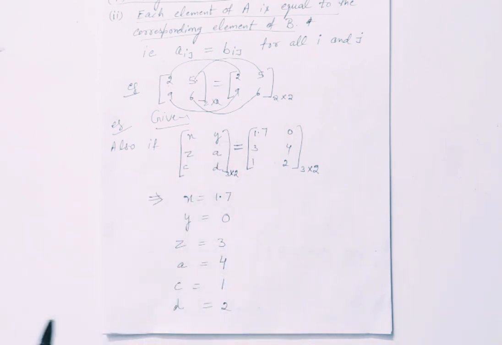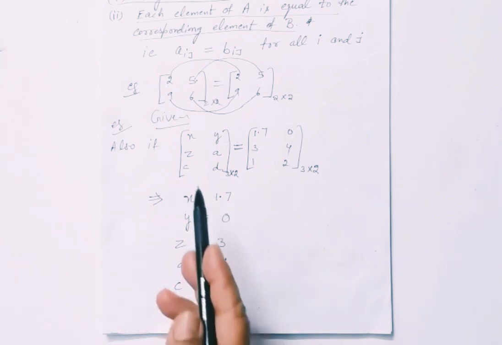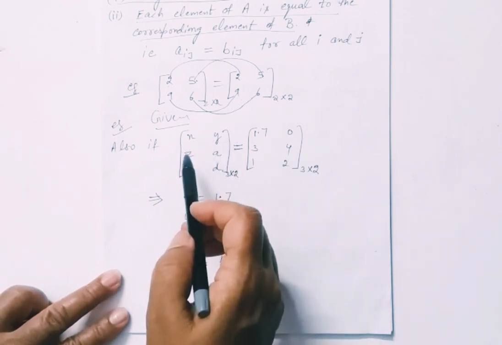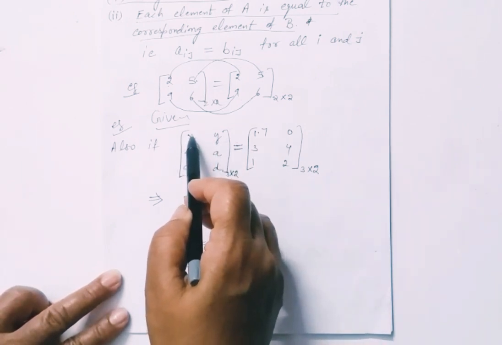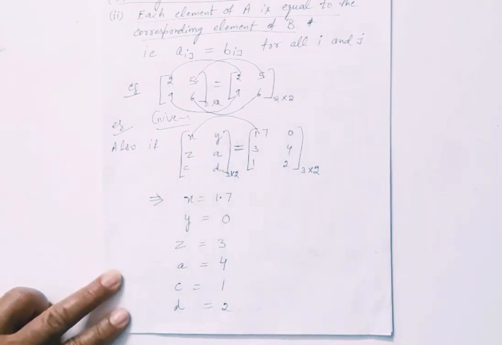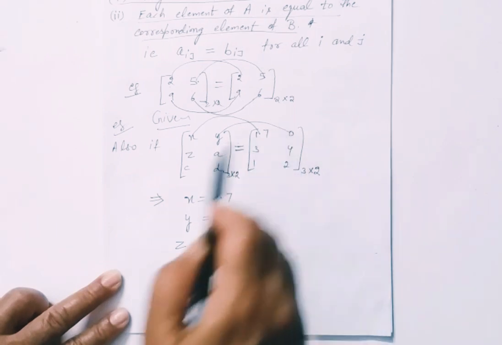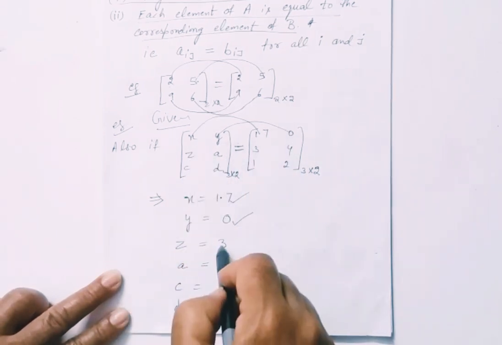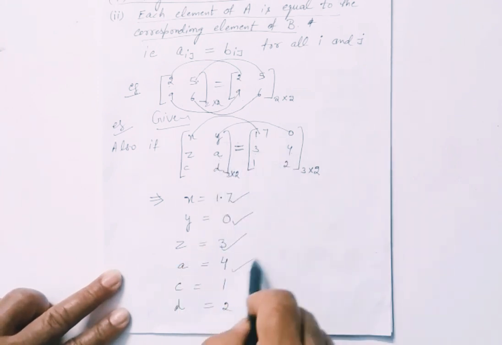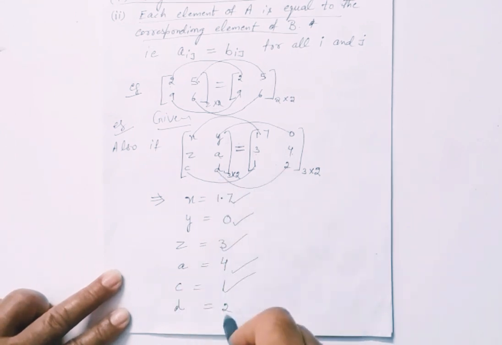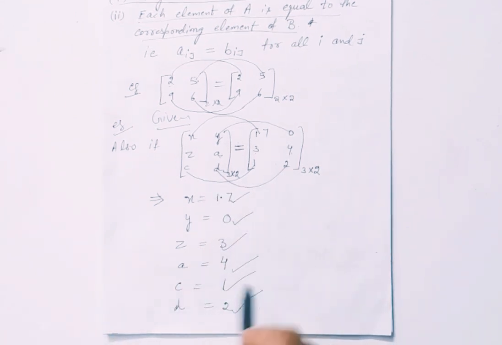If these two matrices are equal, that means their corresponding elements are equal. What does it give you? X should be equal to 1.7, and the corresponding element of Y is 0. So X is 1.7, Y is 0, Z should be equal to 3, A should be equal to 4, C should be equal to 1 and D should be equal to 2. I hope the equality of two matrices is also clear to you.